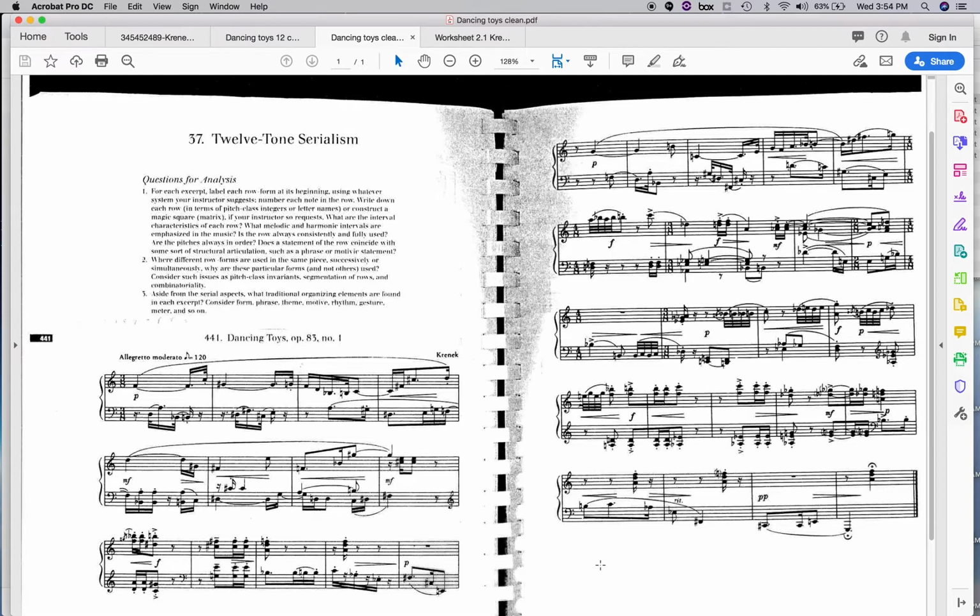You'll notice the characteristic neoclassic rhythm and texture.